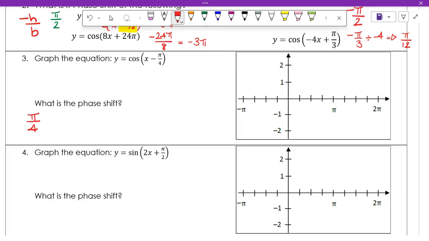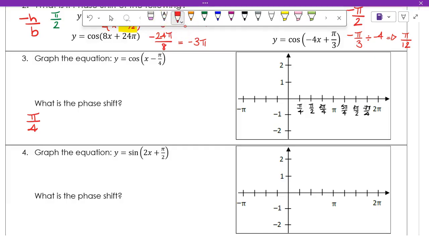So I'm going to come over here and look at my graph. And I'm going to go, oh, well, this is pi. And I have 4 little tick marks. So that means that this is pi over 4, pi over 2, and 3 pi over 4. So if I keep going, 1 pi over 4, 2 pi over 4, 3 pi over 4, 4 pi over 4, 5 pi over 4, 6 pi over 4. Hey, that's 3 pi over 2. 7 pi over 4. 8 pi over 4 is 2 pi. So there we go. I've labeled my x-axis right here.